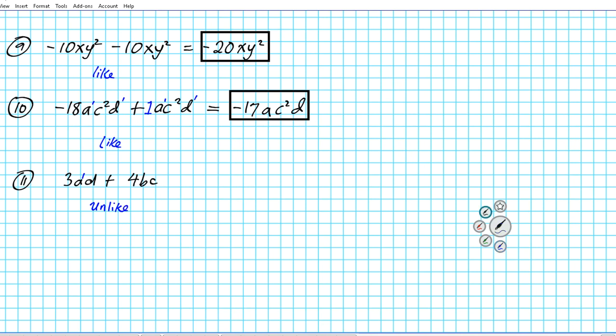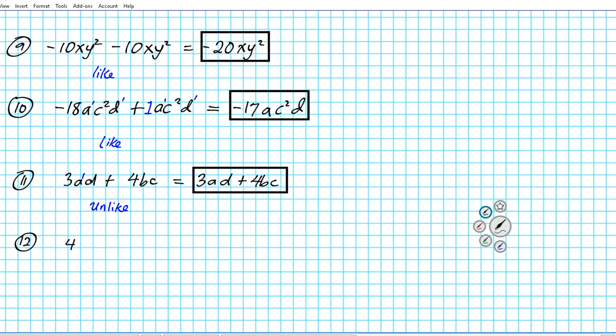So what does that mean? We cannot combine them together. So it's already simplified completely, ladies and gentlemen. We end up with exactly what we started with since they're unlike terms. Okay, so just remember, unlike terms cannot be combined or simplified.